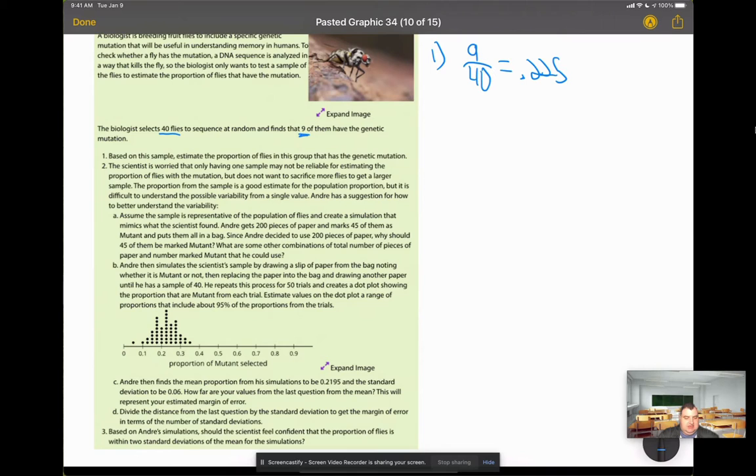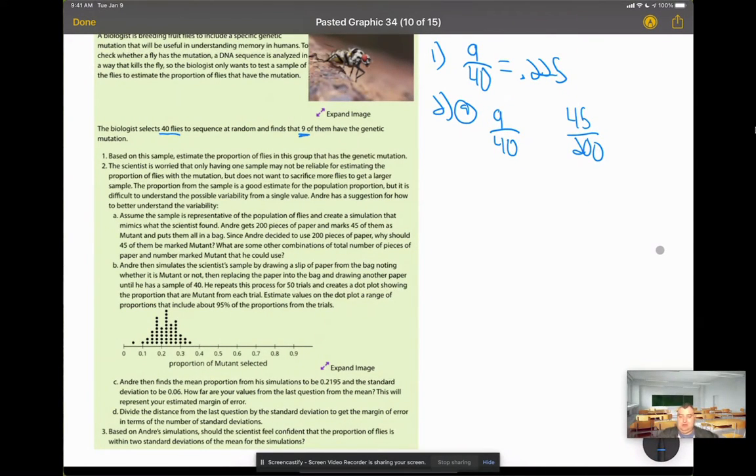Andre gets 200 pieces of paper and marks 45 of them as mutant and puts them all in a bag. Since Andre decided to use 200 pieces of paper, why should 45 of them be marked mutant? And what are some other combinations of total number of pieces of paper and number marked mutant that he could use? So the key is he chose 45 out of 200 to be marked mutant. Well, in our sample, we had 9 out of 40. The question is, are these two fractions related?